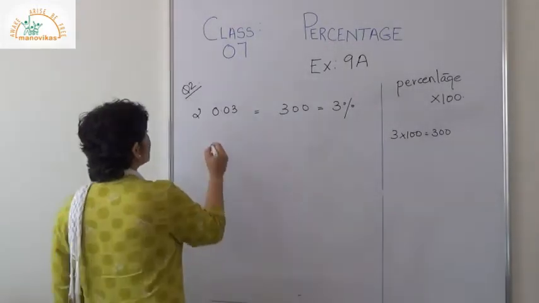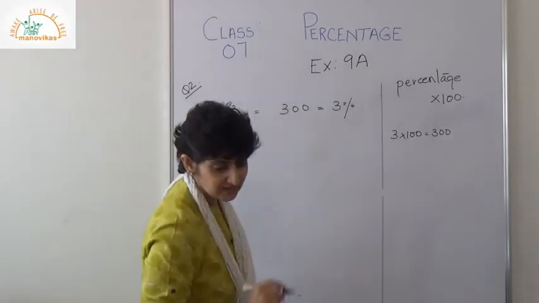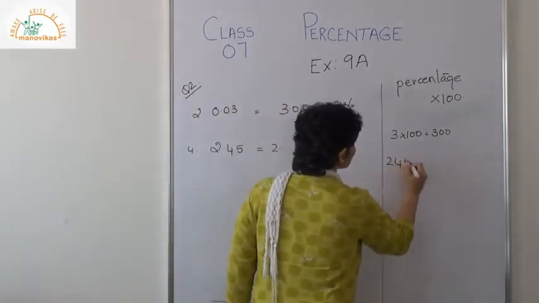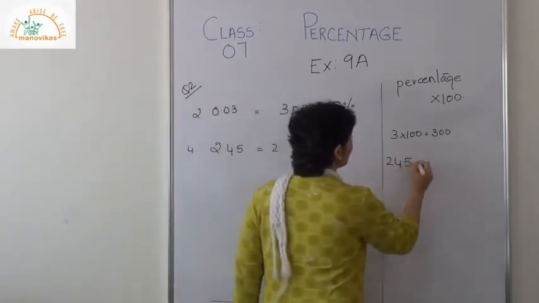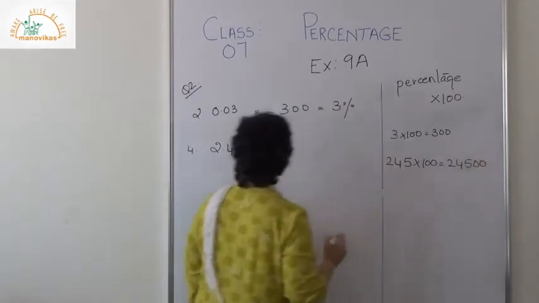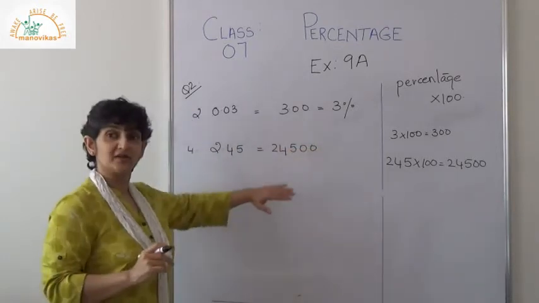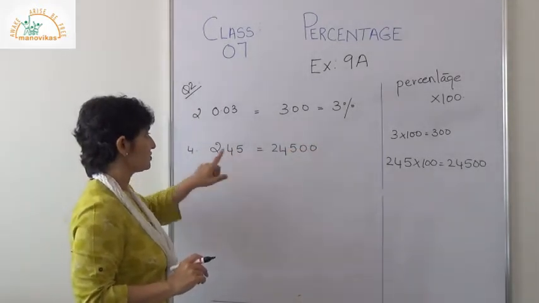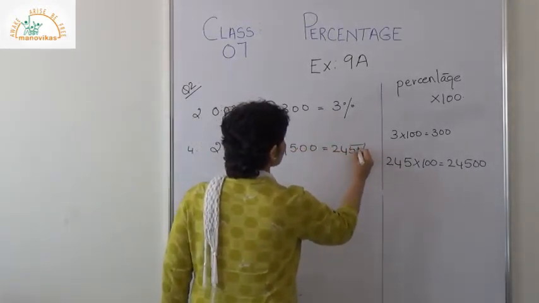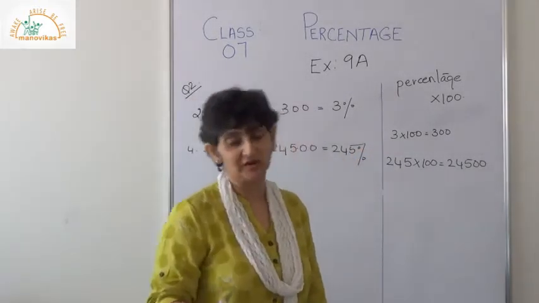Alright, let's do another sum. Say for example, you have 2.45. This is your fourth sum. So what do I do? 2.45 means 245 into 100. What do you get children? 245 and these two zeros. So let's write it. 24500. Count the number of decimal places. 1, 2. So my answer is 245%. Is this clear? Alright, now let's move on to question 3.